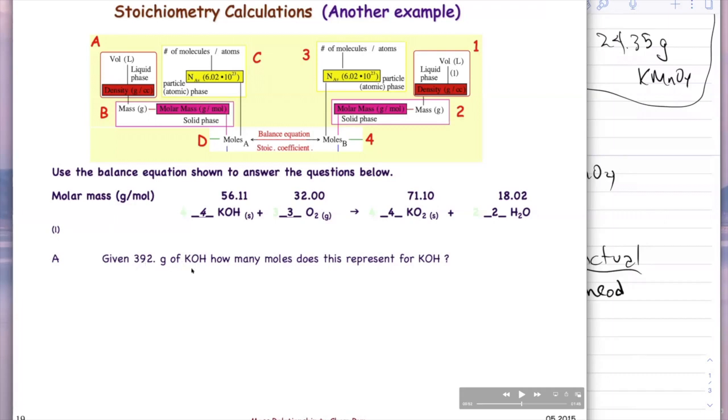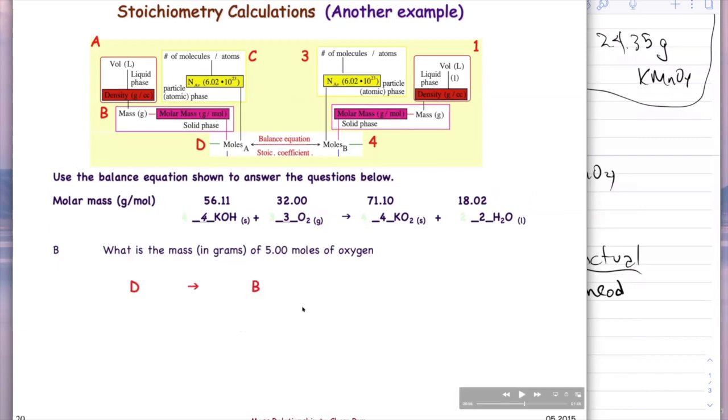392 grams of KOH to moles of KOH, that's B to D. You can see that, and that's the calculation. It's 7 moles of KOH. The second step right here is mass of oxygen to moles of oxygen. That's D to B. So you can see that step right there. I use the molar mass. And again, I'm using the units to guide me as to what number goes where. Here, it's grams on top, moles on the bottom. That's 160 grams. But I know that I have 5 moles of oxygen and 7 moles of KOH.